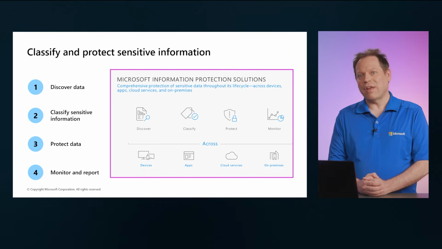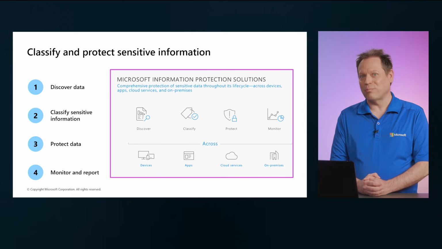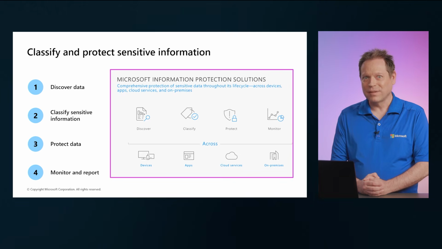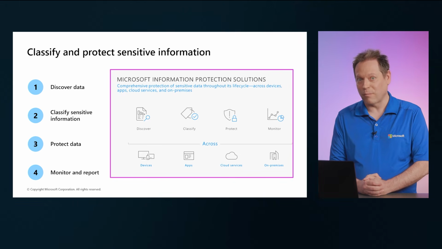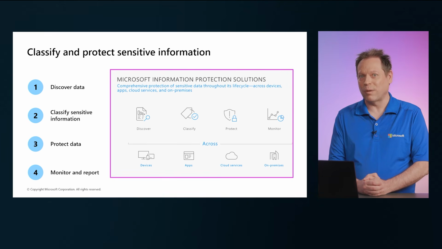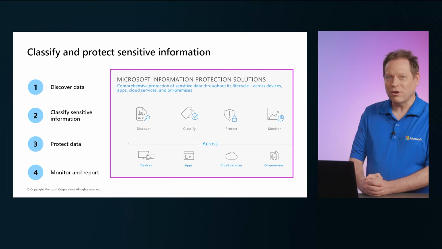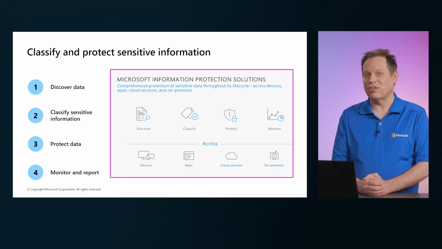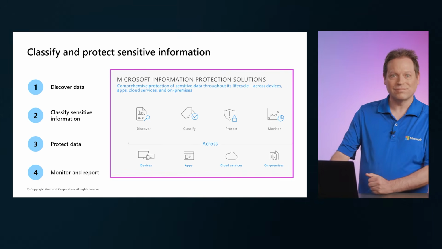Here we connect cloud app control to information protection. The process starts with discovering data, then classifying sensitive information, applying protection such as labels and encryption, and finally, monitoring and reporting on usage. This ensures sensitive data remains protected wherever it travels.